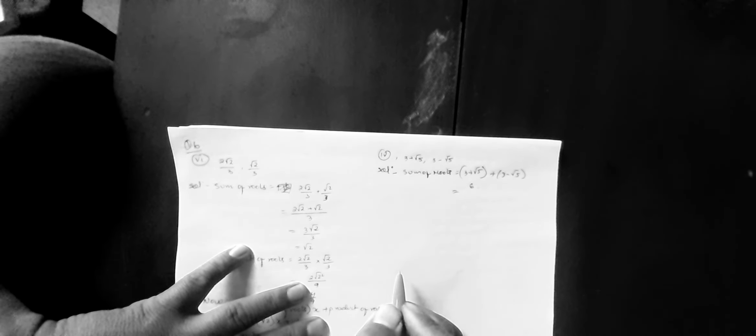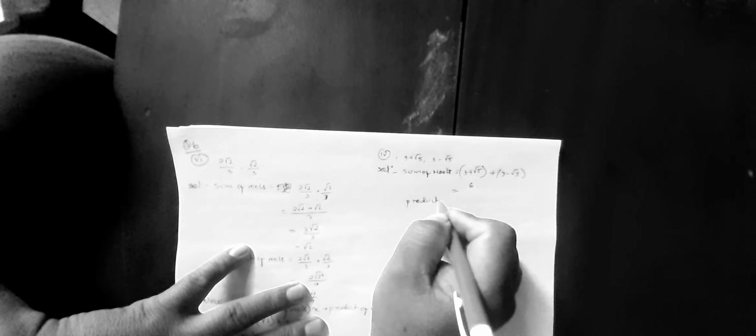So this is the solution. Firstly, let me write down the sum of roots. The sum of the roots will be equal to 3 plus root 5 plus 3 minus root 5. We will find the sum of the roots. This is equal to, after opening the bracket, 6.